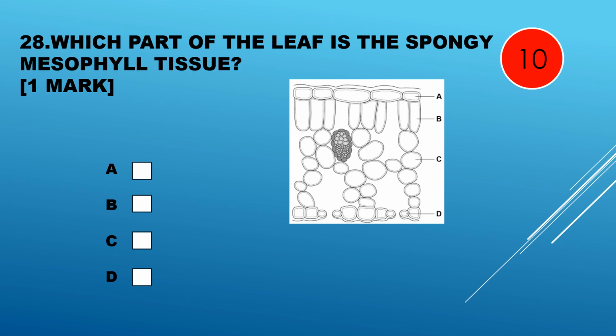Question 28. Which part of the leaf is spongy mesophyll tissue? A, B, C or D? Spongy mesophyll is structure C, with lots of air spaces for gas exchange.